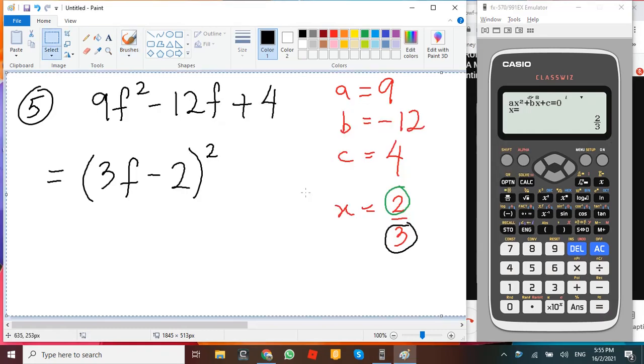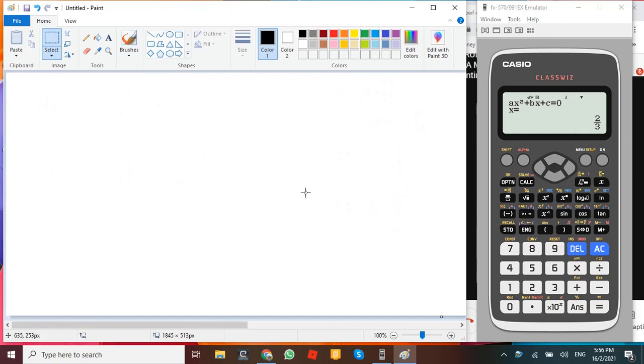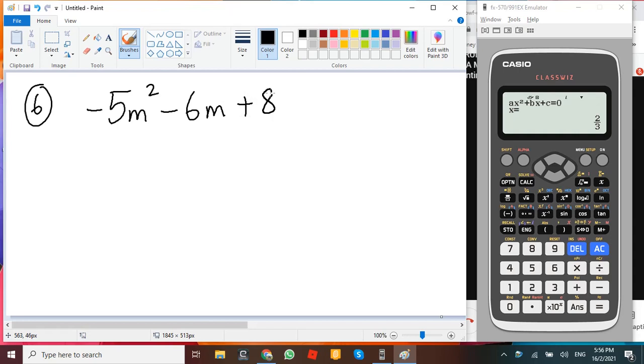Then the last question, question number 6. This is the last question. Let me choose this question: negative 5m squared minus 6m plus 8. So A, B, C.